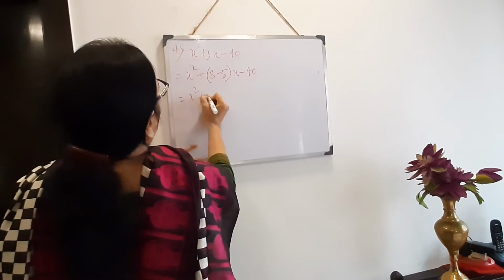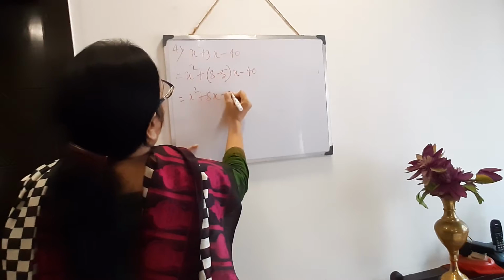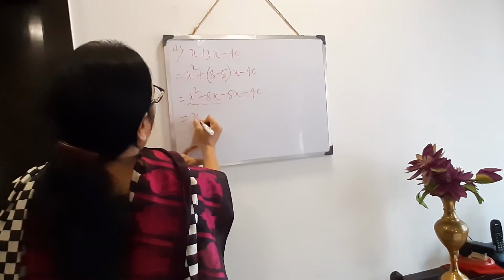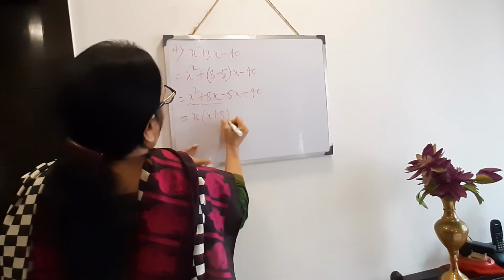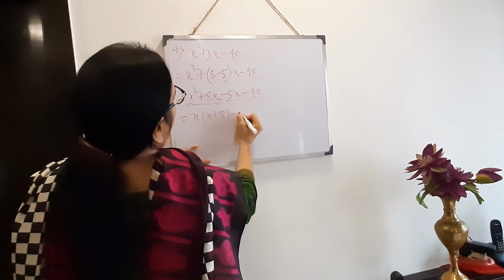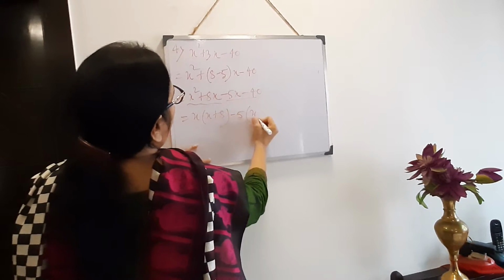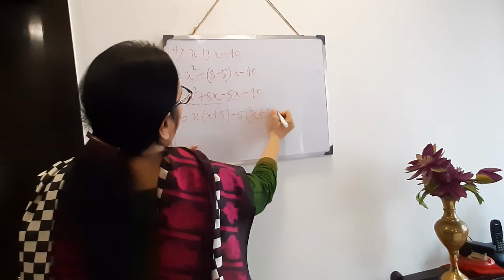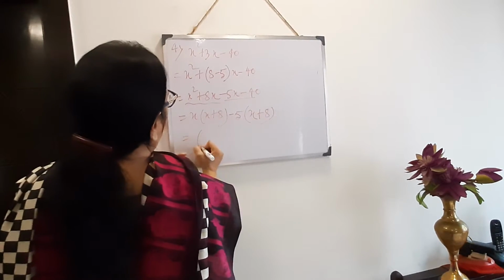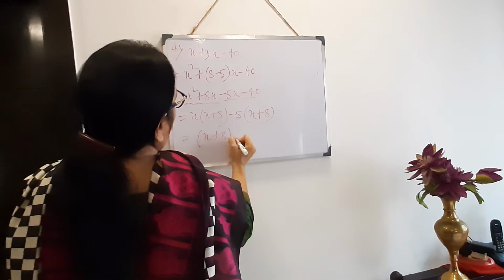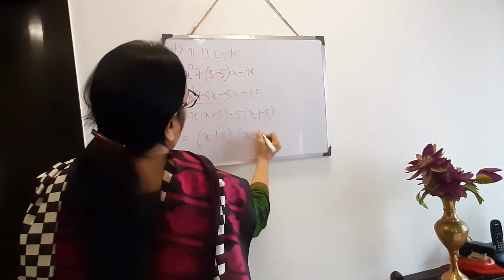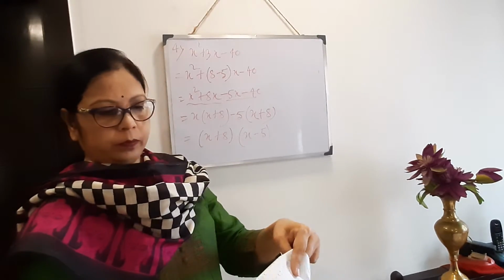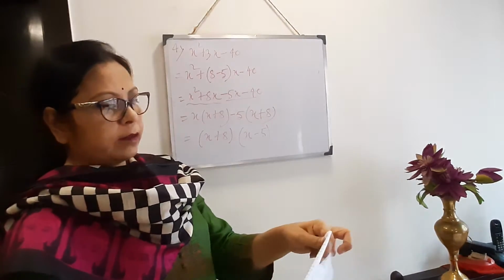Now open the bracket. Plus minus minus. Now I'll take x common, and from here I'll take minus 5 common. So what is left here? X, and minus minus plus 5 I have taken common. 5 8s are 40. Now from these two, x plus 8, and here what is left? X and minus 5. Clear? Now I am doing this type of sum.